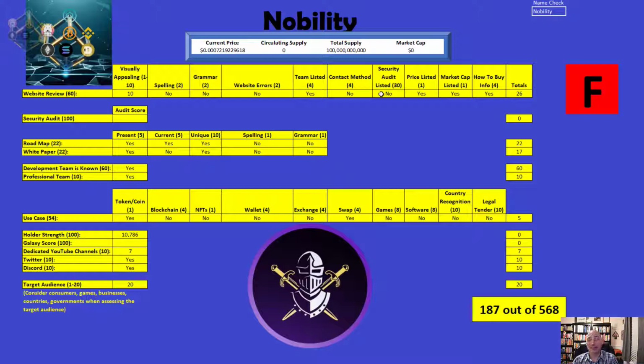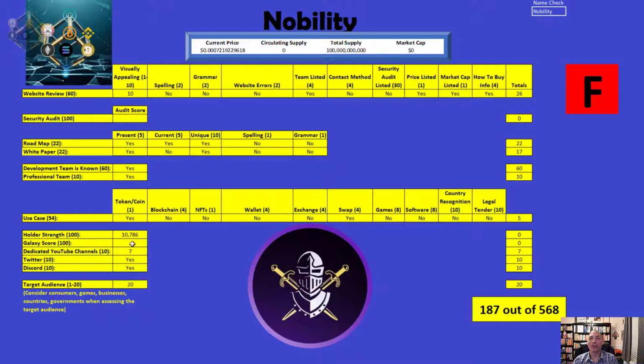Security audit is not listed, so again, that's why there's a lot of points taken away, and that's why they're in the F category. Is the price listed? Yes. Market cap, how to buy? Yes. And a lot of projects, how to buy is a no. And again, the audit score, there isn't one, so you're talking 130 points right off the top. If they had just the audit done and listed, they'd probably be right around the C mark.